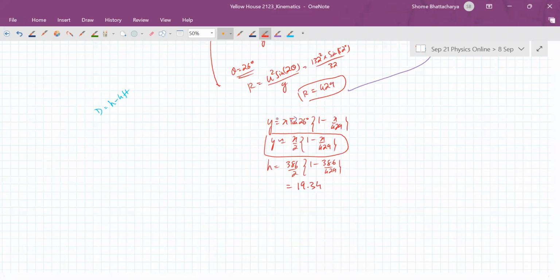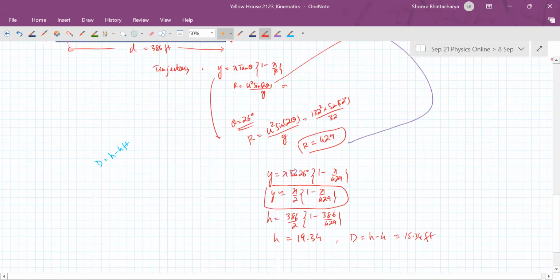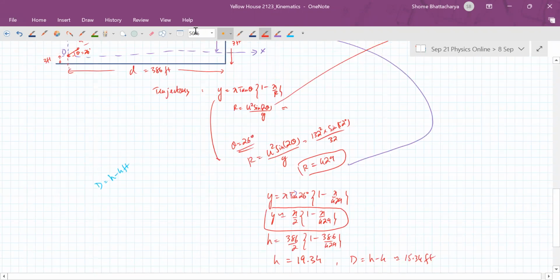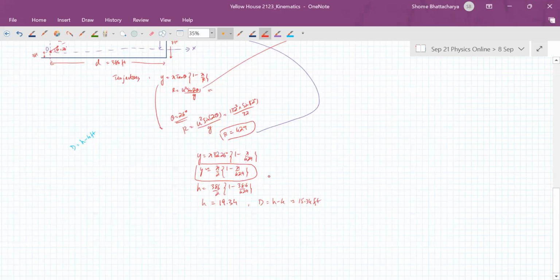So we're getting h as this. Okay. So we'll get that distance d as h minus 4, 15.34. Okay. Yeah, so the approximation I did earlier was not a very good one, because actually the tan function increases very rapidly. So tan 26 approximated as tan 30 was not a very good approximation. It's better to use this.